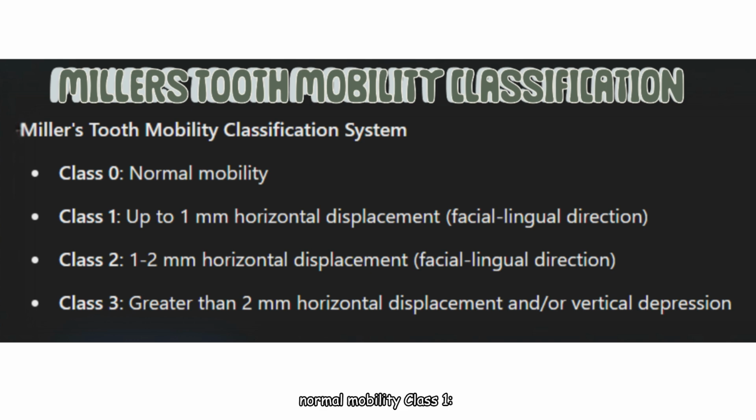Class 0: normal mobility. Class 1: up to 1 mm horizontal displacement in a facial-lingual direction. Class 2: 1 to 2 mm horizontal displacement in a facial-lingual direction. Class 3: greater than 2 mm horizontal displacement and/or presence of vertical depression.